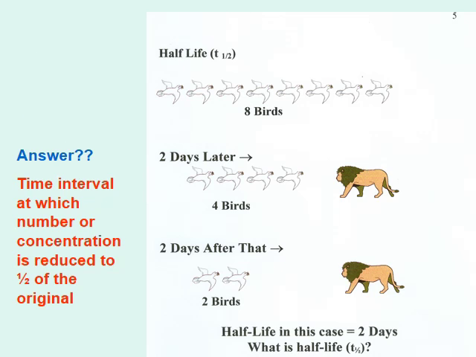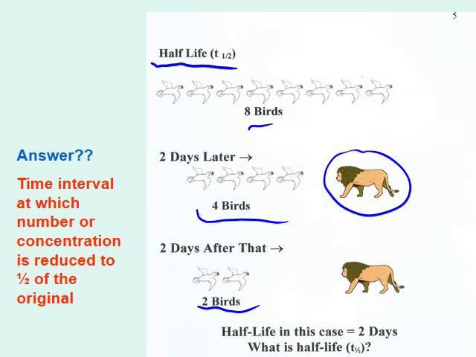Let me define half-life with a simple analogy. I think I gave you a similar analogy when I discussed the half-life of a first order chemical reaction. Say there are 8 birds. After 2 days, you see that the birds have gone down by 50%. After another 2 days, 4 birds become 2 birds. Of course, you know who may be responsible for this, but the number is reduced by 50%, and that's half-life. For this analogy, half-life is 2 days.